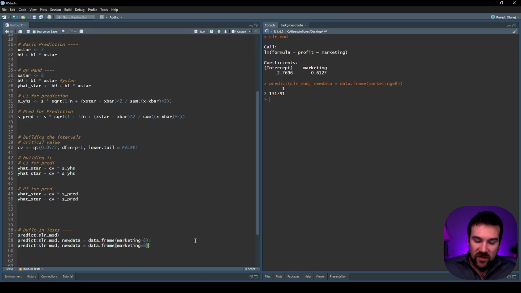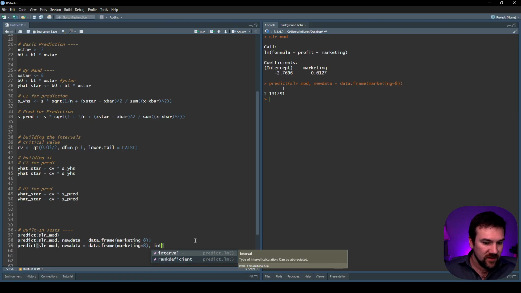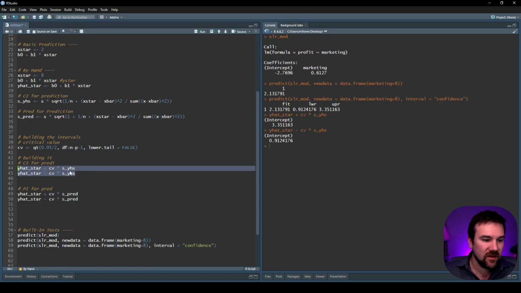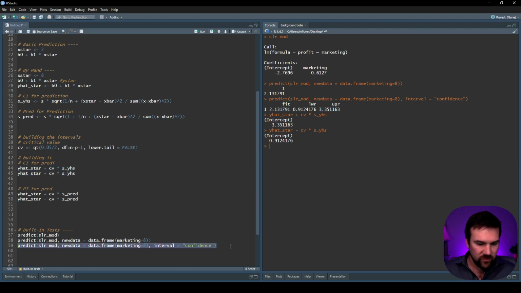All right, so how do I do prediction and confidence intervals? Well, that's a good question. For the prediction interval, I will give it the interval command, and for the confidence interval, I'll give it the interval command and just type in confidence. So interval equals quotes confidence. Be sure that you're doing this outside of the data frame. So the data frame, do marketing equals 8, and then close that parentheses there. And then you're going to do a comma inside of the predict statement, and then you'll add the interval equals confidence with confidence in quotes. And hopefully you get something like this, which is hopefully my confidence interval. This one, confidence interval for prediction, 0.91, there we are, to 3.35. Fantastic, my confidence interval for prediction.